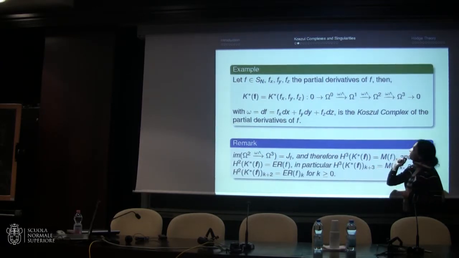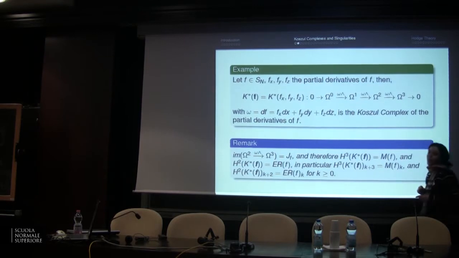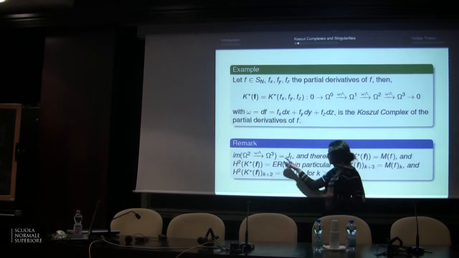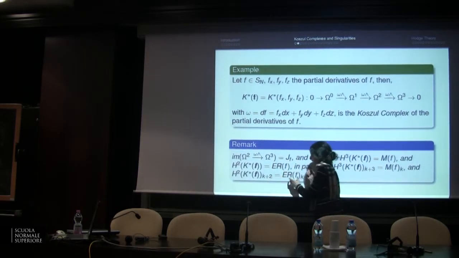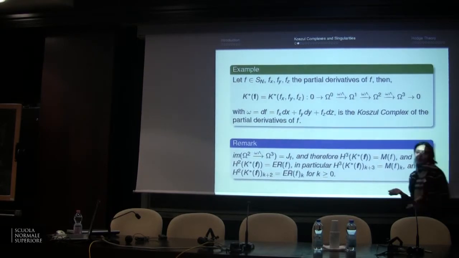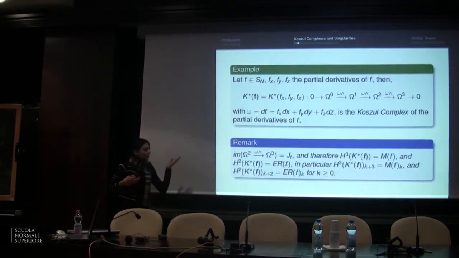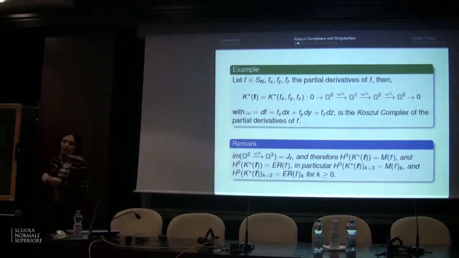And we also look at this map, at the second cohomology group. So if we find the image of this one and the kernel of this one, we see that the second cohomology group is also the module of the essential relations with a shift of grading. Okay? So this is why the Koszul complex is very interesting, because it allows us to see the relation between the Milnor algebra and the essential relations.